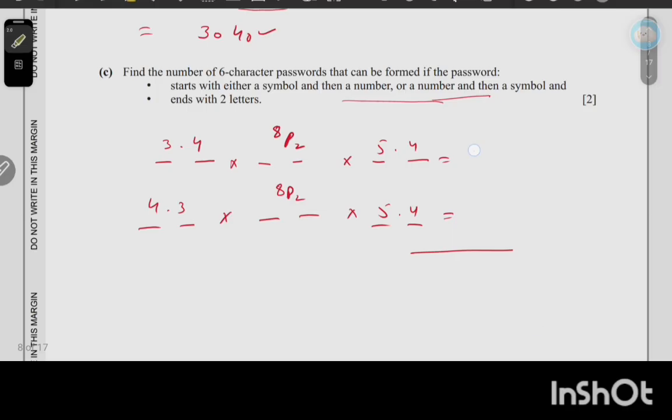So if we apply this, we get 13440 by using the calculator, and if we add all these things, we get the answer 26880.